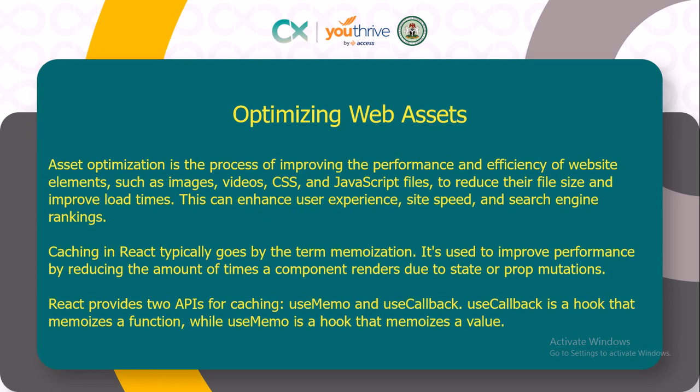Now, caching in React typically goes by the term memoization. It's used to improve performance by reducing the number of times the component renders due to state or prop mutations. Now, React provides two APIs for caching, which are useMemo and useCallback. useCallback is a hook that memoizes a function, while useMemo is a hook that memoizes a value from a function.